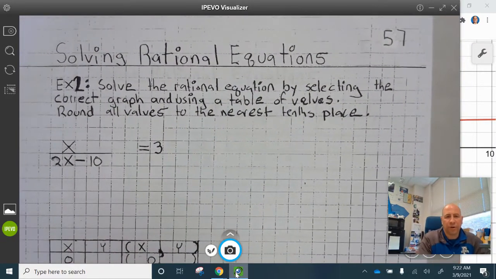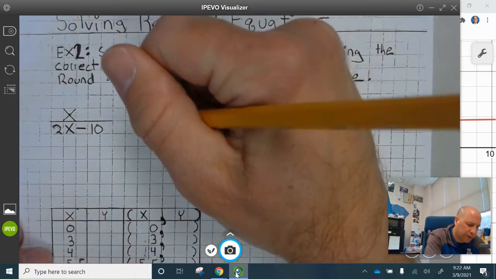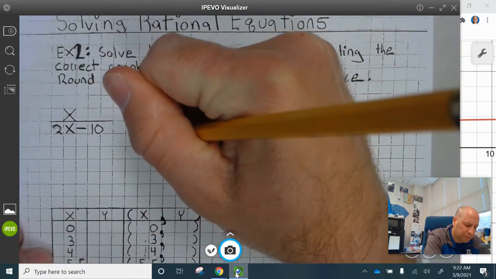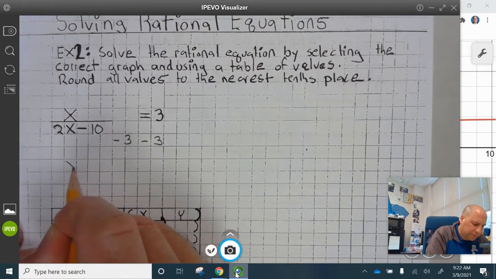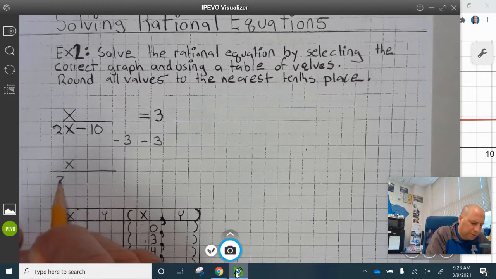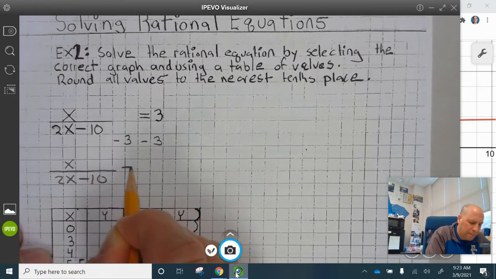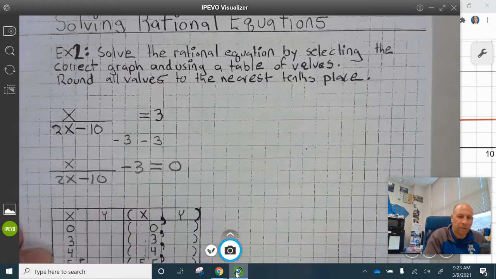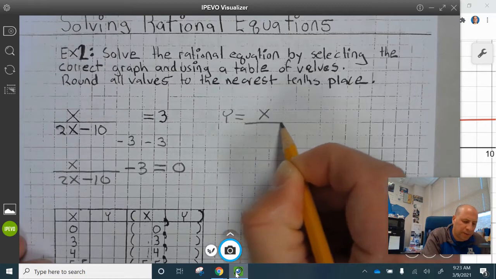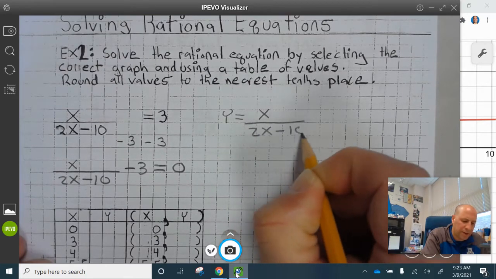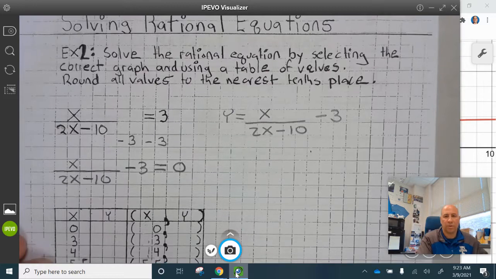All right, example 2. Solve the rational equation by selecting the correct graph and using a table of values. Round all values to the nearest tenths place. So first off, we need to subtract 3 from both sides. So then we have x divided by 2x minus 10 minus 3 equal to 0. So we're going to graph y equals x divided by 2x minus 10 minus 3. So let's do that now.